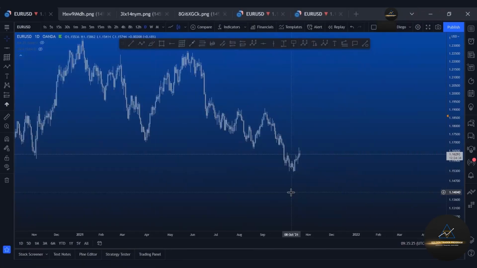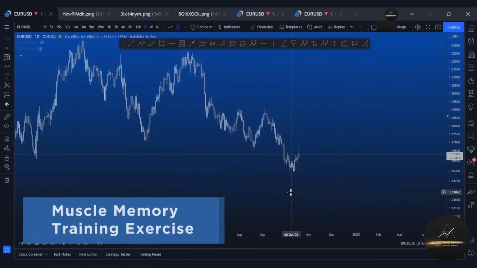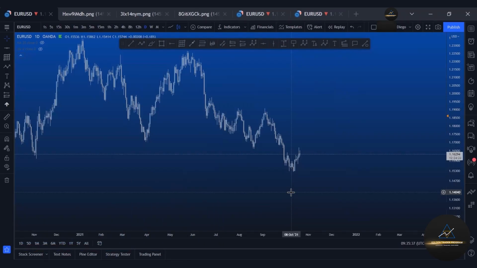Okay, now let's look at Euro USD. We're going to go over support and resistance. This is a good exercise when you're backtesting or literally just improving on your muscle memory, whether it's support and resistance, trend lines, patterns, bank levels, imbalances, banker blocks, liquidity pools, etc., or even Fibonacci.